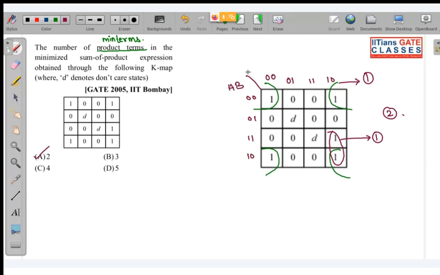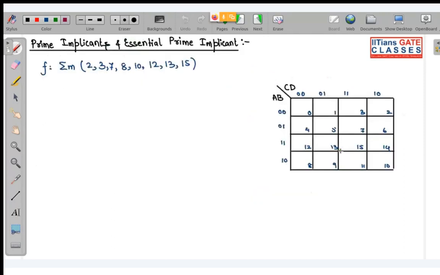let me assume this is A, B, C, D. You can see for this green color group, B equal to 0 is common, so B complement, and in the column C D equal to 0 is common, so B complement D complement, plus for this one you can see A, and over here it is C D complement. Very simple. So why couldn't we solve it? This is a very simple question.